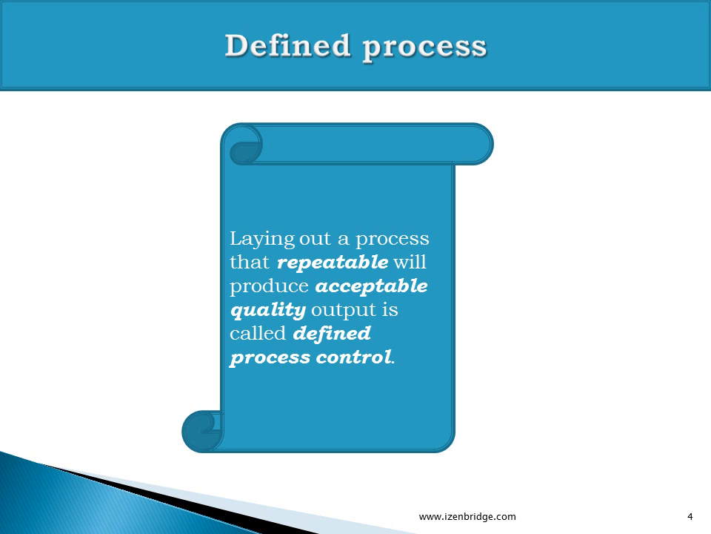Unlike empirical processes, defined processes are predictable. They produce output repetitively, output of acceptable quality. For example, the process of making a burger at a fast food restaurant is a defined process. There are defined inputs, there is a defined process, and it generates a burger of an acceptable quality. The process of servicing a car at a car service station is also a defined process. It goes through a sequence of activities and it generates a predictable, acceptable, repeatable output.